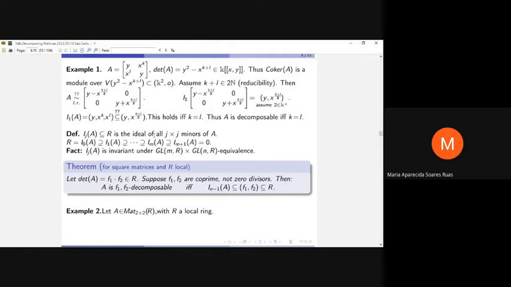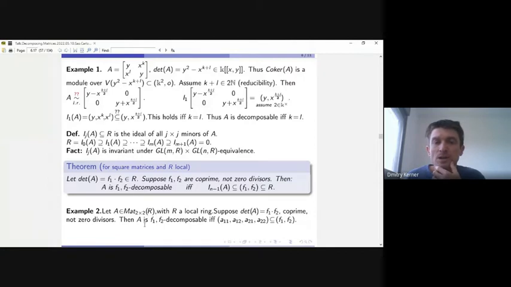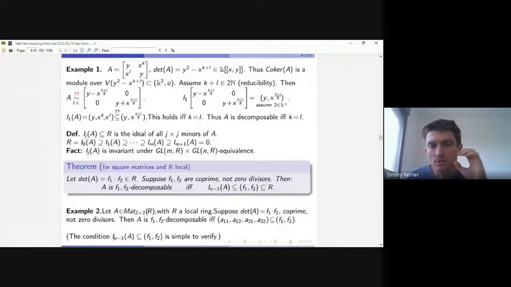Thank you. So let's take just a little bit more general example. Let's take once again a 2 by 2 matrix A over a local ring, and suppose the determinant factorizes, once again coprime, not zero divisors, not units. Then A is decomposable if and only if the ideal of almost maximal minors, generated just by the entries of the matrix, sits inside (F1, F2). Once again, a very simple criterion. In general, this condition is relatively simple to verify, both theoretically and computationally. Usually it is much simpler than checking that somehow you can block-diagonalize the matrix.